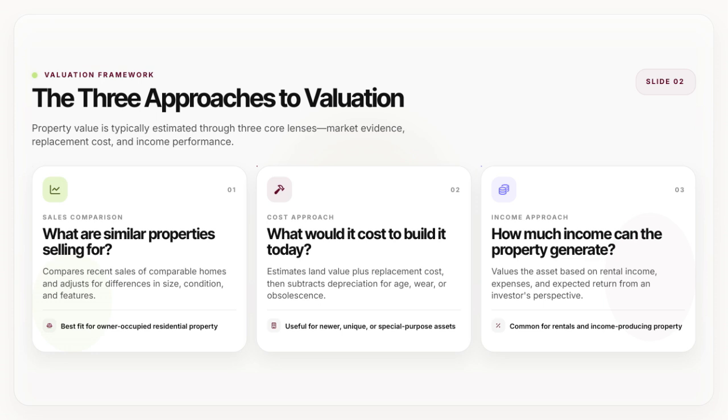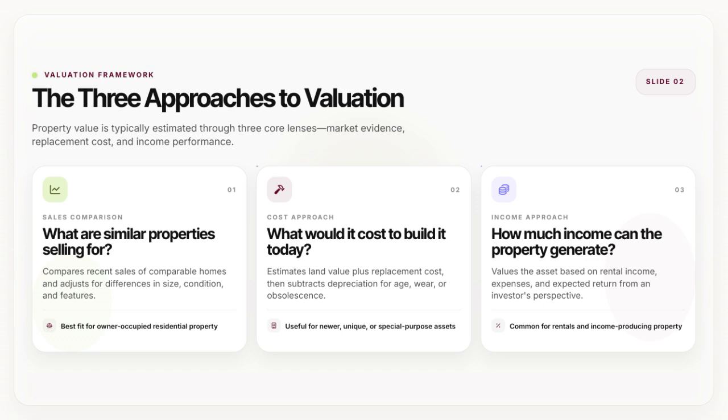This method estimates what it would cost to rebuild the property today. It factors in the land value plus the replacement cost of the building, then deducts depreciation for any wear, age, or obsolescence. This approach is especially useful for newer or uniquely designed properties, as well as special-purpose buildings where comparable sales might be limited. Finally, we have the income approach.